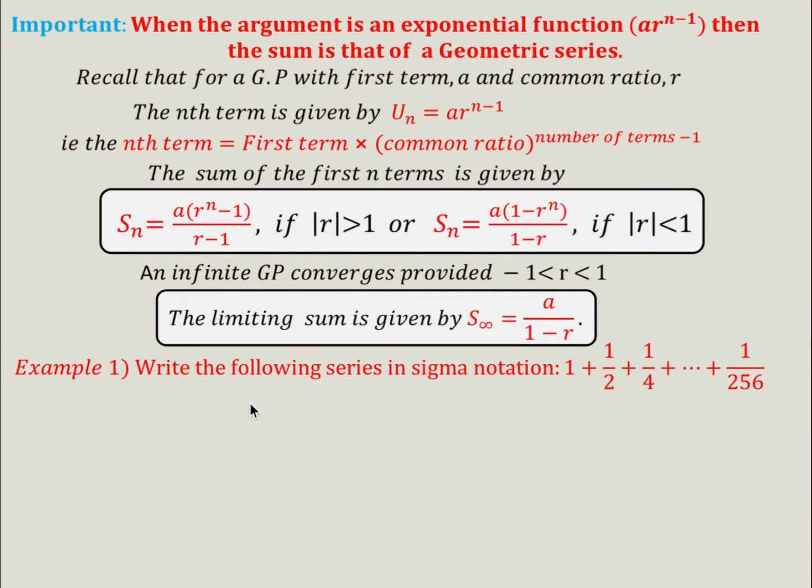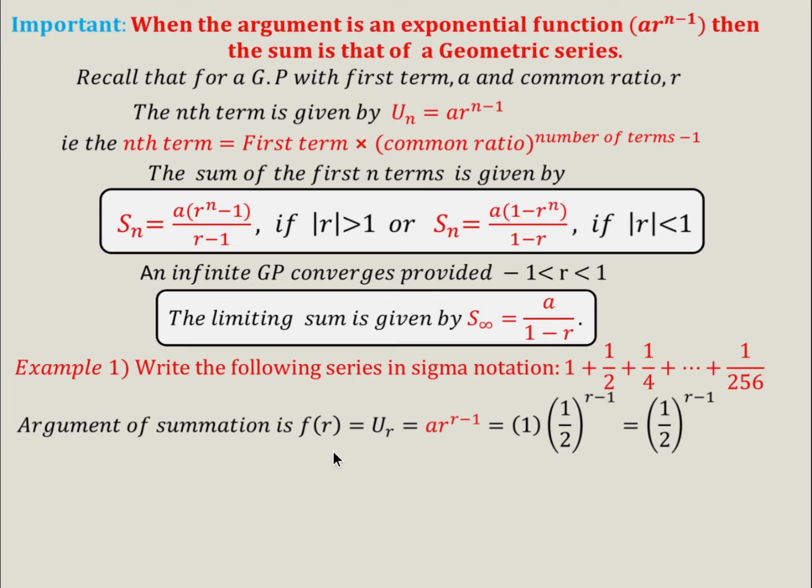Now we proceed with the examples. Write the following series in sigma notation: 1 plus half plus 1/4 plus the rest of the terms plus the last term, which is 1 all over 256. Again, as we saw in the case of an arithmetic series, when a series is given for you to write in sigma notation, you need the lower limit, you need the upper limit, and you need the argument or the summand of your summation. You get the summand or the argument of your summation by finding the general term of your series.